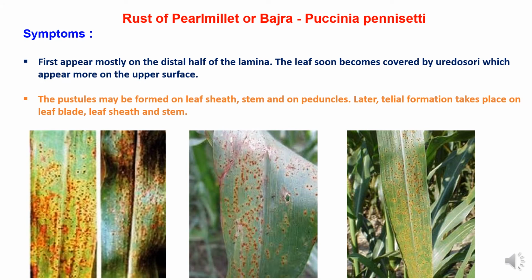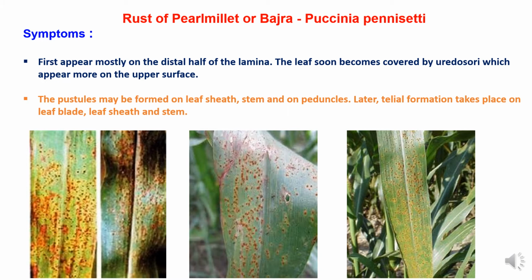Rust of pearl millet or bajra, which is caused by the fungus Puccinia substriata. Symptoms first appear mostly on the distal half of the lamina. The leaf soon becomes covered by uredosori, which appear more on the upper surface. The pustules may be formed on leaf sheath, stem, or on peduncles.